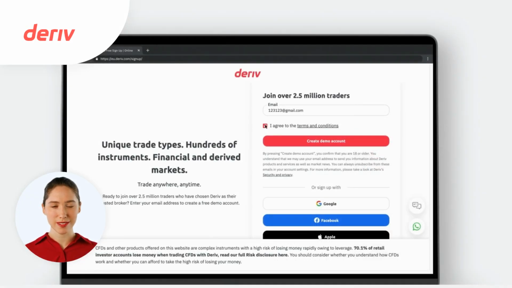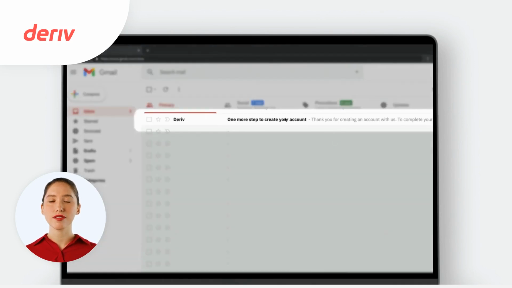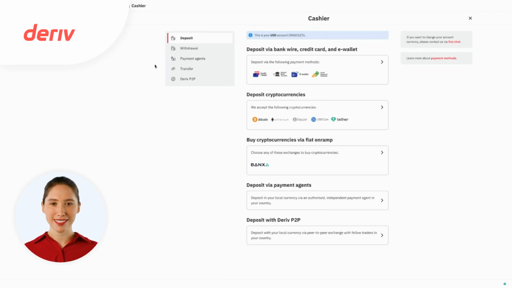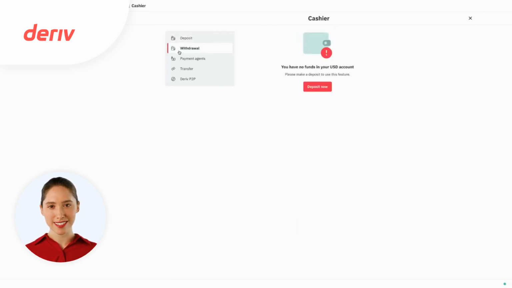Getting started with Deriv Trader is quick and straightforward. Sign up, verify your account, and you're ready to trade. Manage your funds effortlessly with our seamless deposit and withdrawal processes.